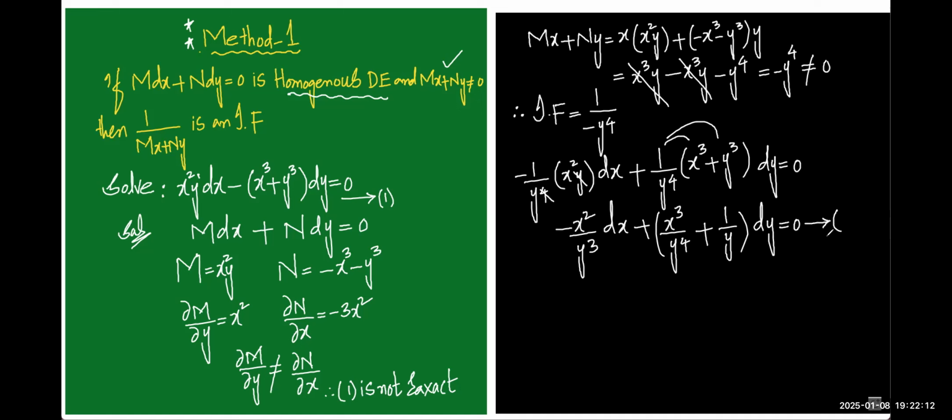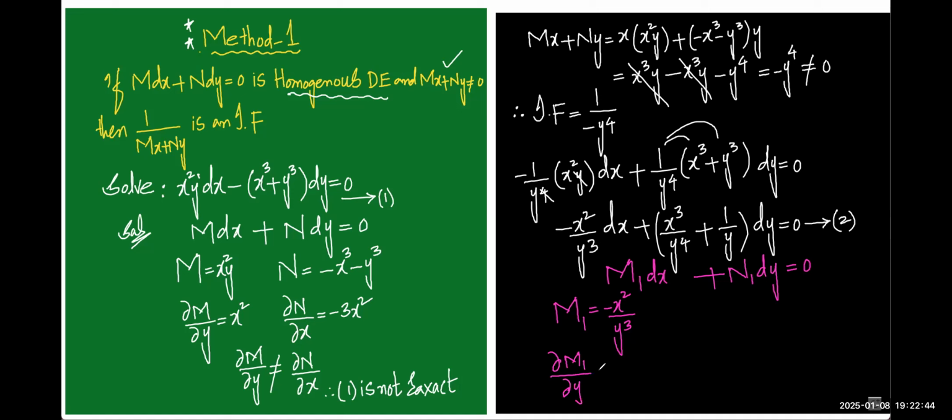Now let me give the names here. I want to give the names like this: M1 dx, same thing, M1 dx plus N1 dy is equal to 0, right? Then M1 becomes minus x square by y cube. This one we have to differentiate partially with respect to y. Minus x square as it is, 1 by y cube differentiation.